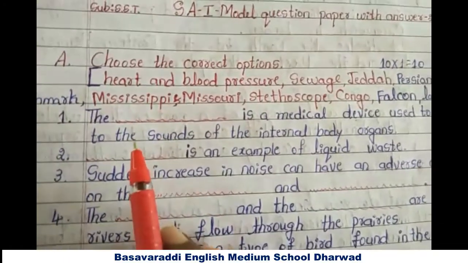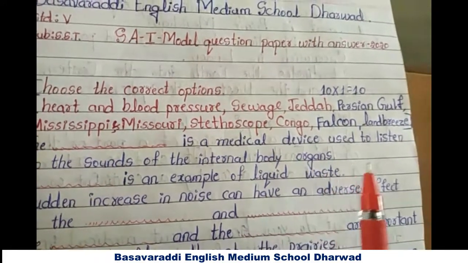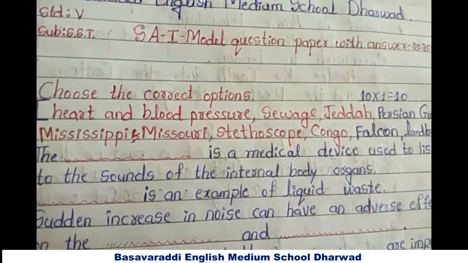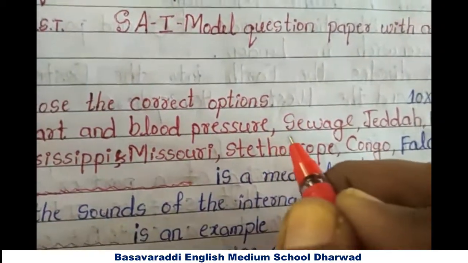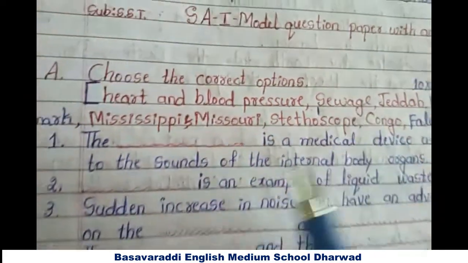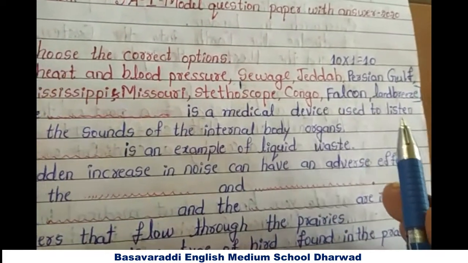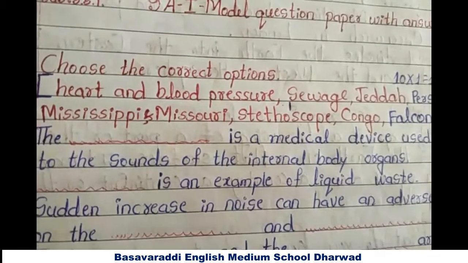Let's start. The first question is, the dash is a medical device used to listen to the sounds of the internal body organs. Which is that? That is stethoscope. Is it, children? The answer is stethoscope. The stethoscope is a medical device used to listen to the sounds of the internal body organs.